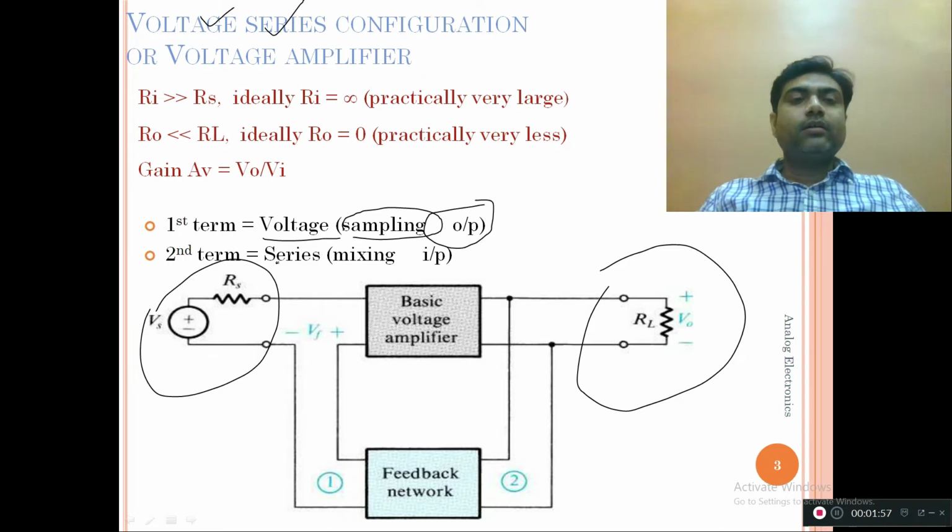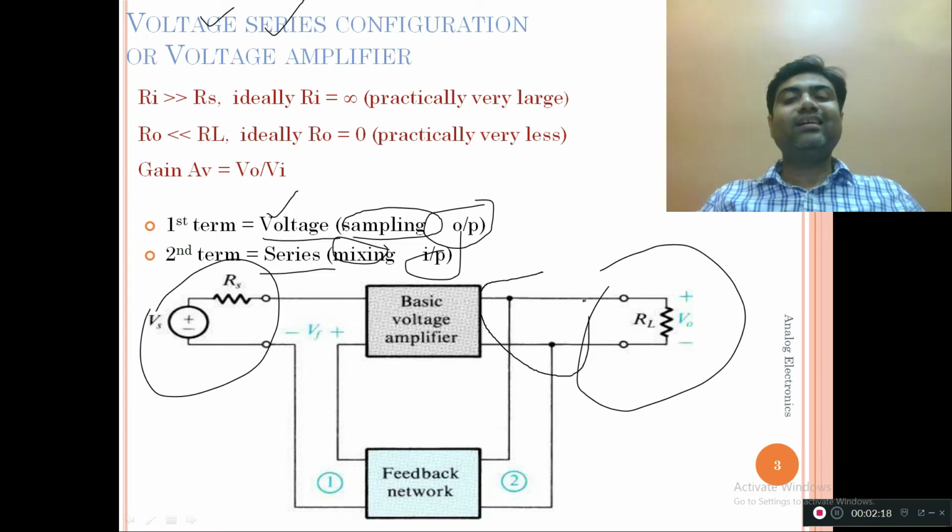The second term written over here is the series, so we are interested in the concept of mixing, and mixing is done at the input side. So we are sampling the voltage. What kind of sampling network do we require, as we discussed in the previous lecture? The sampling network of the voltage should be of a parallel kind, of a shunt type, and it should be mixed with the voltage source Vs in series type.